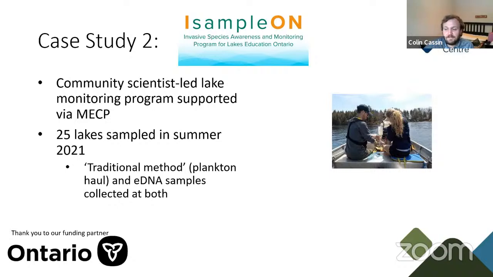Now, I would like to note that sampling methods are being used there. So we have the traditional method and the eDNA technology being used at these sites. So again, come check us out at iCase and happy to speak to how do those results contrast against each other and what's the key story.